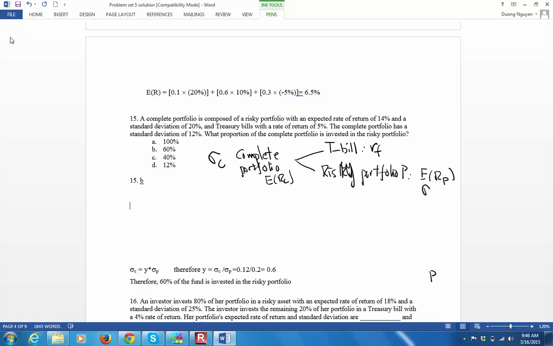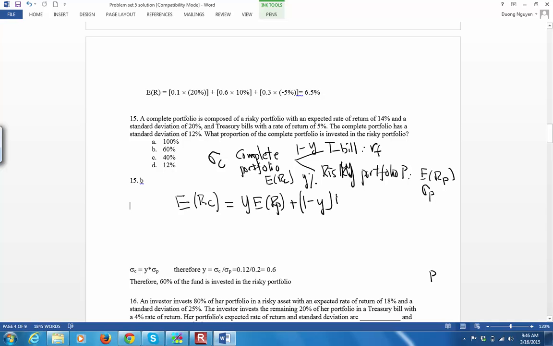Alright, let's use a pen again. So now the risky portfolio is sigma P. Okay, so if you invest Y% of your money into P, obviously the portion you invest in T-bill is 1 minus Y. Okay, so we have the following relationship. The complete portfolio ERC equals Y times ERP, plus 1 minus Y times RF. Alright, and the standard deviation sigma C equals Y times sigma P.